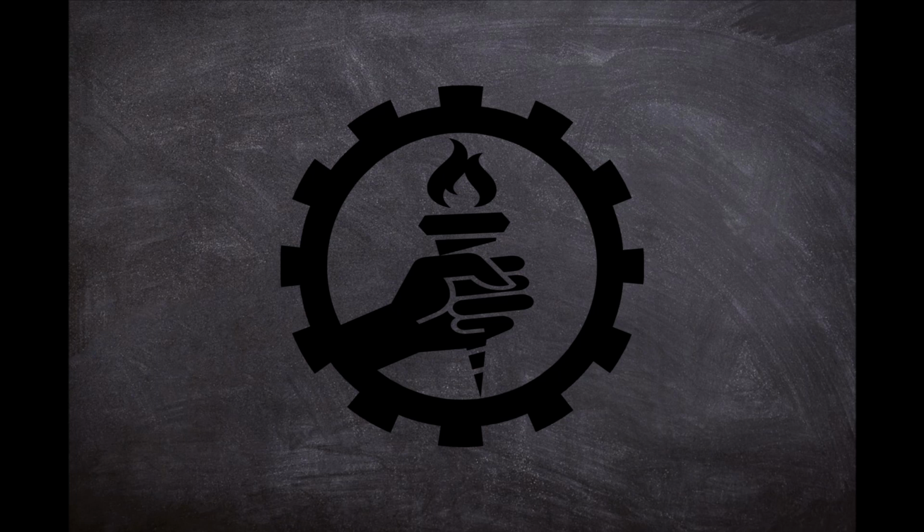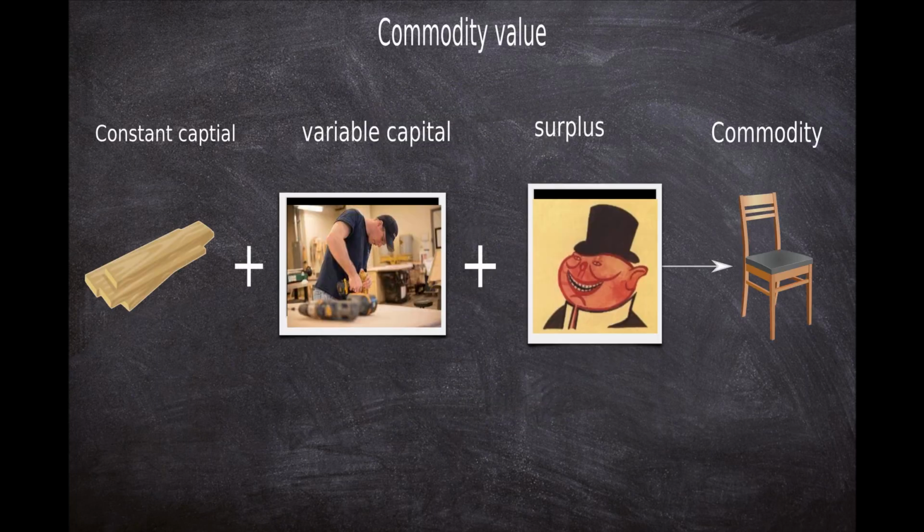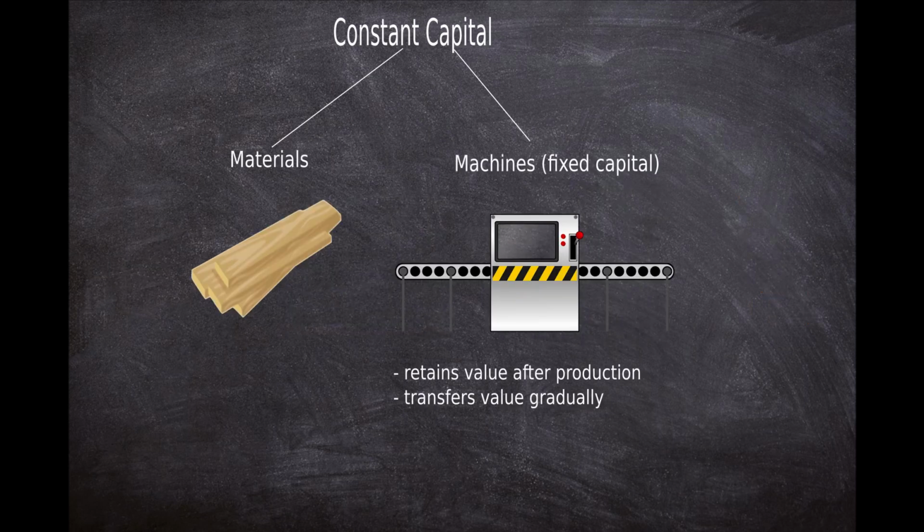So let's talk a bit more about what parts the production process consists of. The production process can generally be expressed with this formula. You have three parts of the commodity value. One part is constant capital, materials and machines you actually buy for the production. One part is variable capital, the amount of money that actually goes to the worker, and surplus, the part that goes to the capitalist. Well, constant capital can further be distinguished between materials and fixed capital, machines.